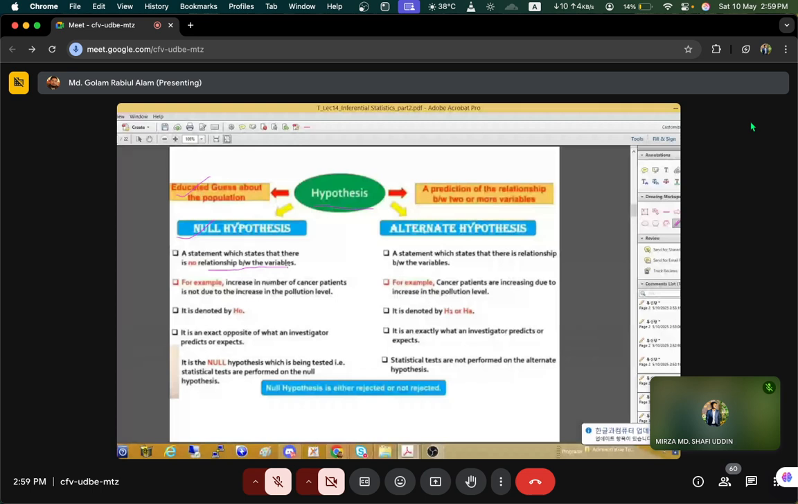Statistical tests are not performed on the alternate hypothesis. That means when we collect the data, we have to keep in mind that we want to test the null hypothesis. Then we can say we will accept or reject the null hypothesis. If we reject the null hypothesis, it means we can accept the alternate hypothesis. The null hypothesis is either rejected or not.